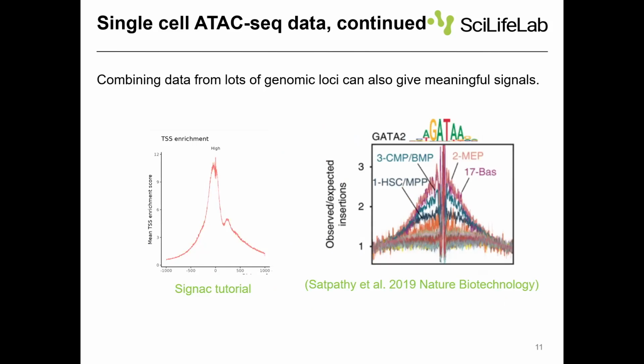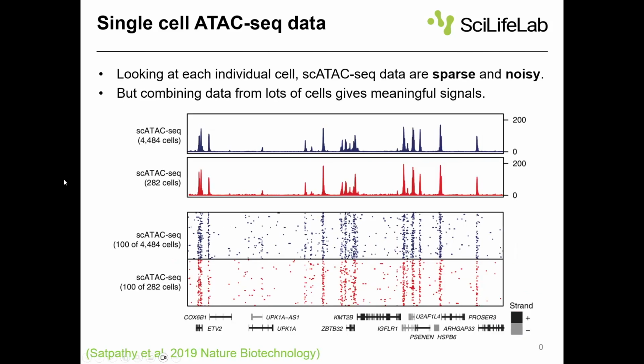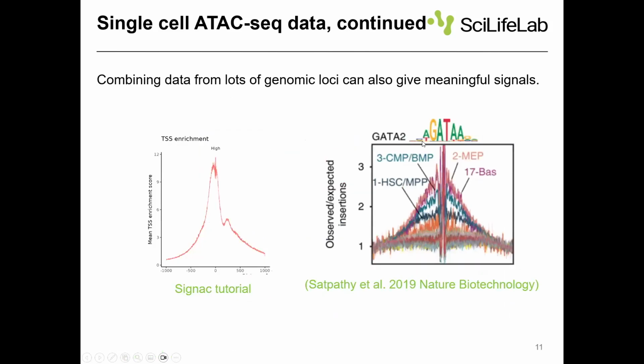So if you combine, here you saw that if you combine data from many different cells, you get something that makes sense. You can also, for each individual cell, combine data from many different regions. And then you also see interesting patterns that make sense. For example, here you just combine data from all annotated transcription start sites, and then you see a clear peak: on average, there's a much higher signal at the transcription start site than around it.